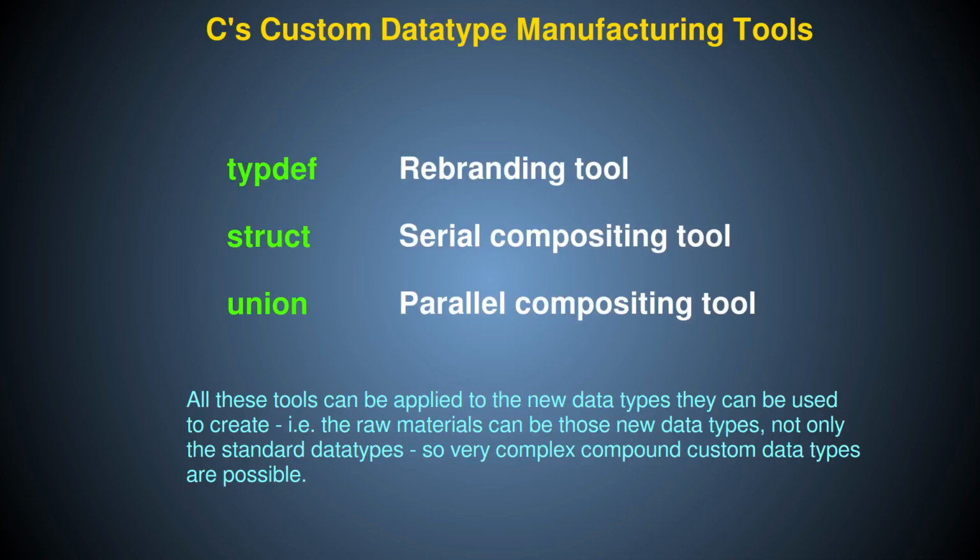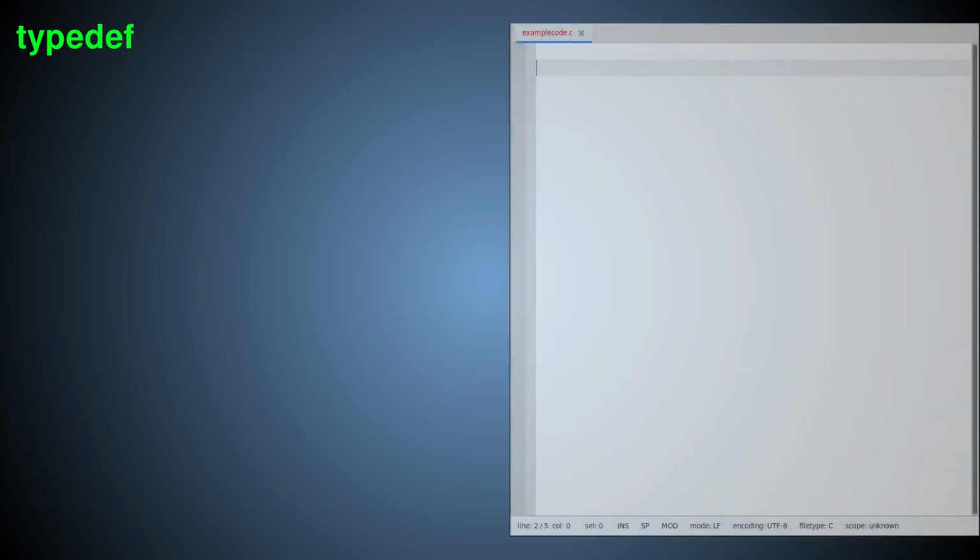C has facilities that allow you to define your own custom data types. These new data types may range from a simple renaming of an existing data type to some compound data type made up of several existing data types. The Typedef facility is used to rebrand a data type. It gives an existing data type a new name that will make its use in a program easier to follow for a human reader or programmer.